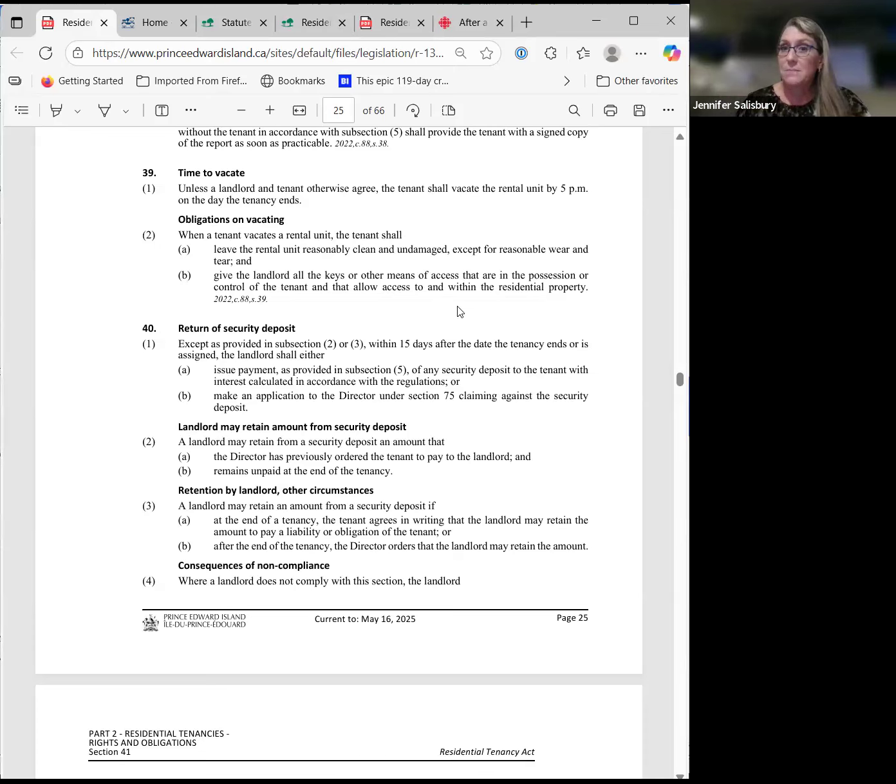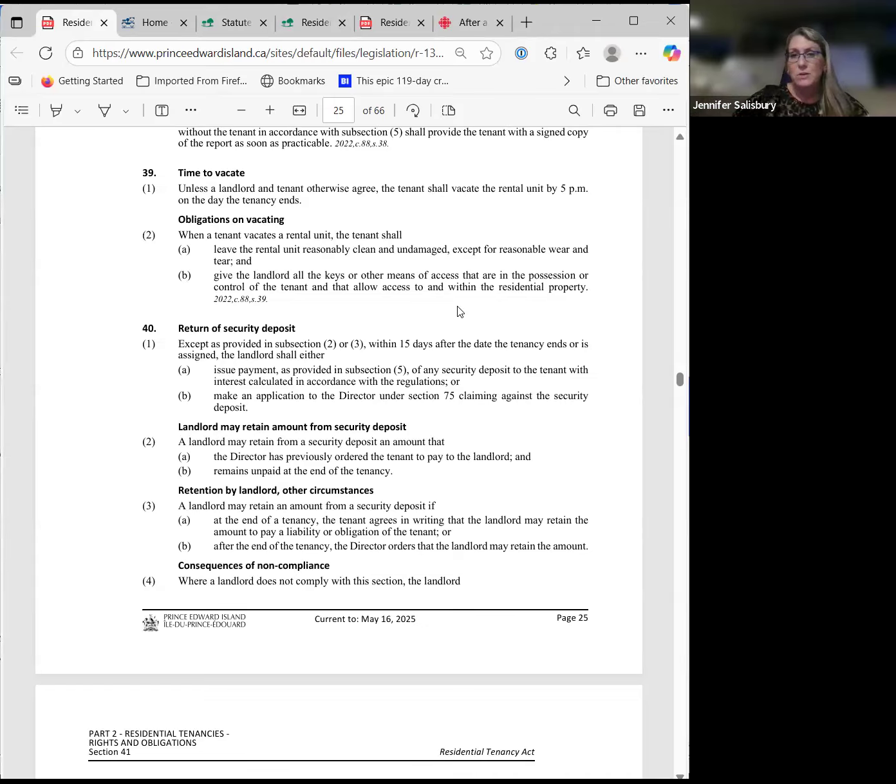Okay, let's talk about returning that security deposit, 1 month's rent, plus interest. You've got 15 days after the tenancy ends or is assigned. The landlord shall either issue payment or make an application to the director claiming against the security deposit. Basically, if there was willful damage, the landlord has to make application, but you still have to justify it. You have to justify it to the director and you have to justify it to the outgoing tenant as well.